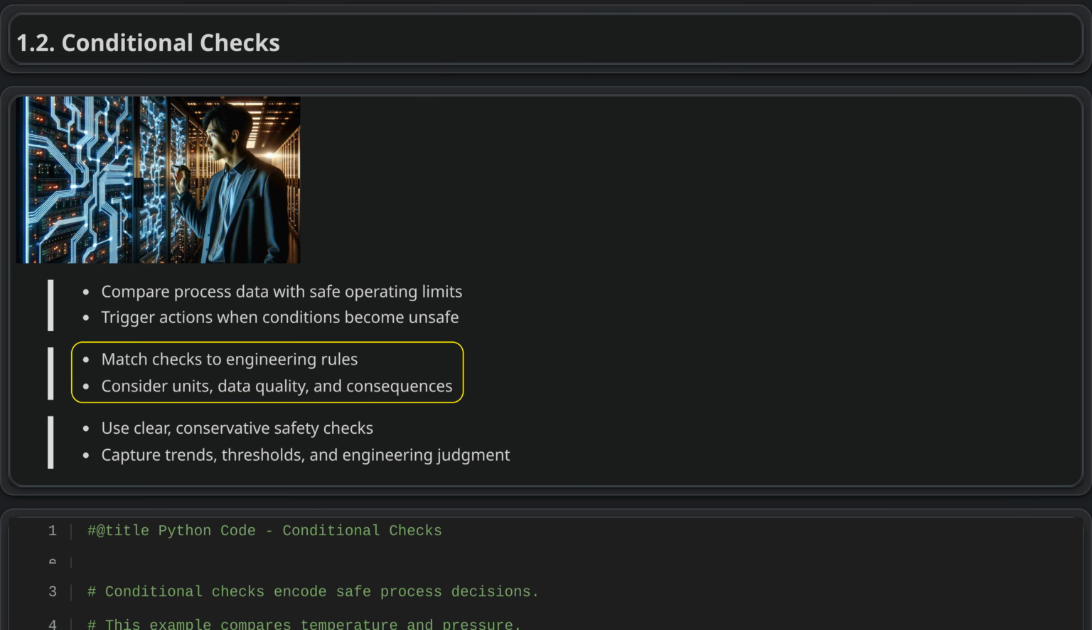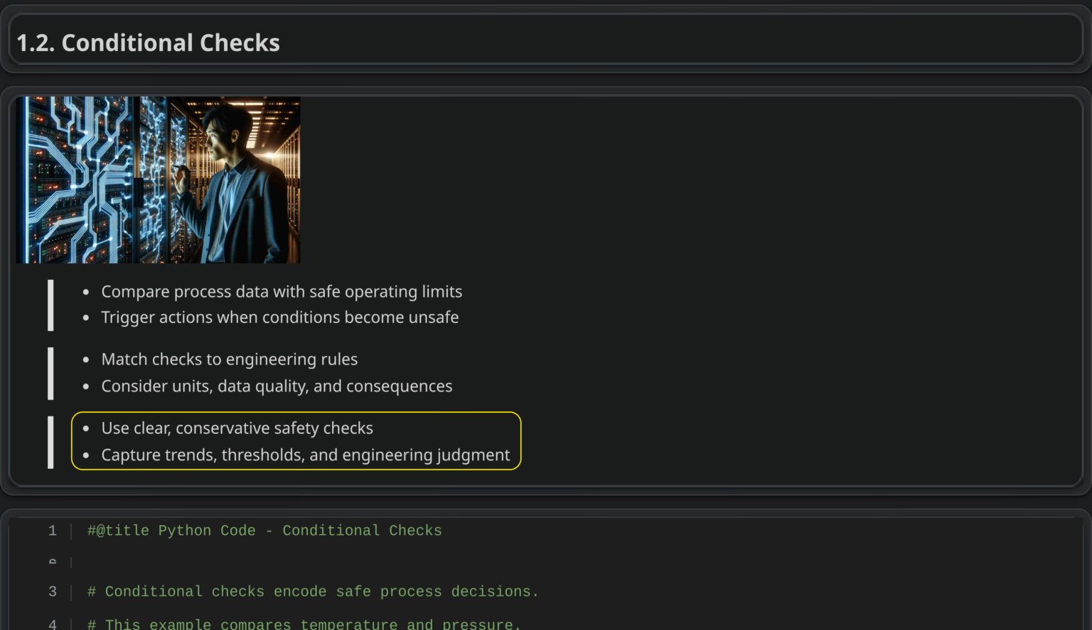Similar tests, such as whether a heat exchanger outlet temperature is above a target or above a safety limit, can lead to very different actions. Engineers must choose comparisons carefully, consider units and data reliability, and understand the consequences. In this way, each condition becomes a formal expression of process knowledge.